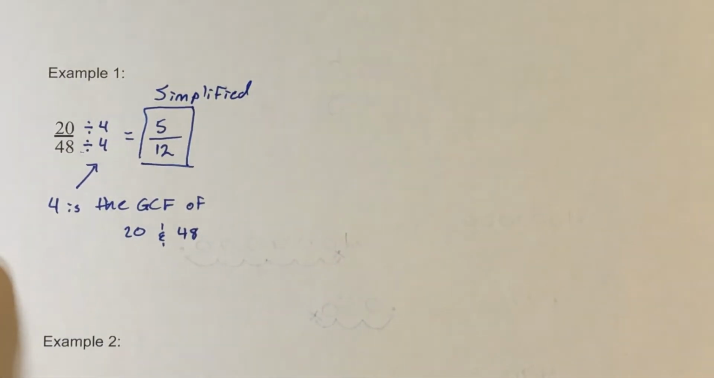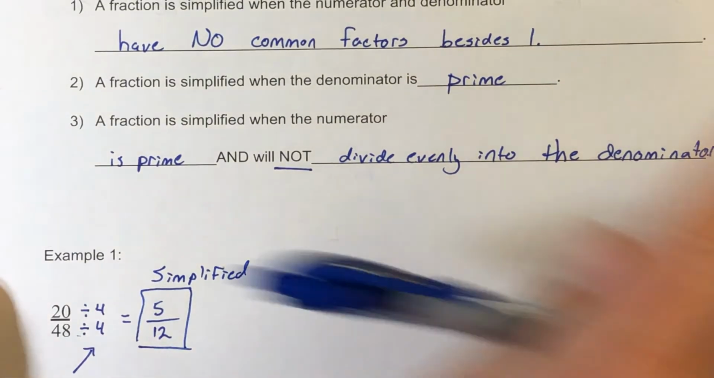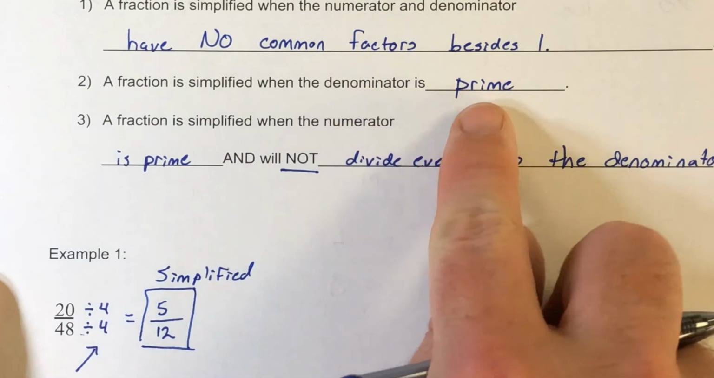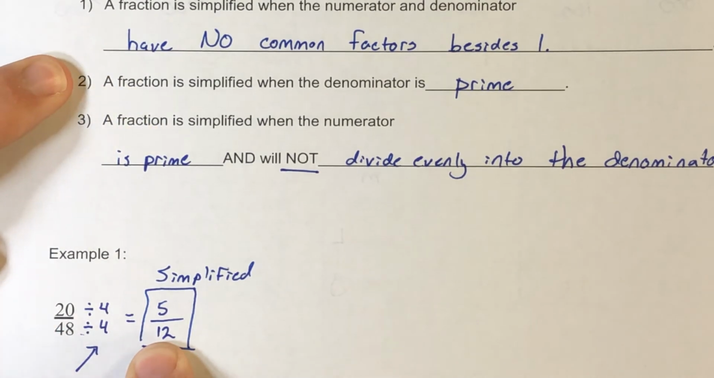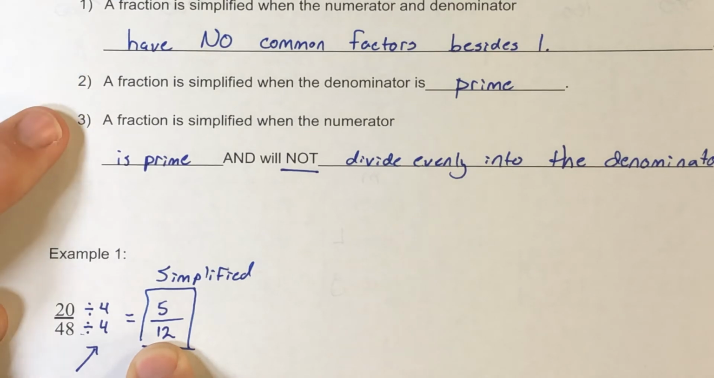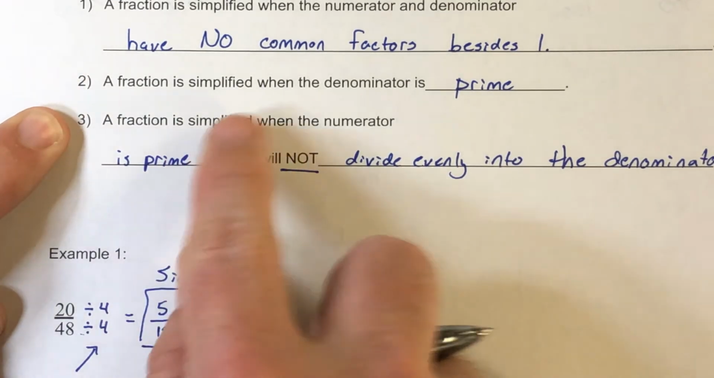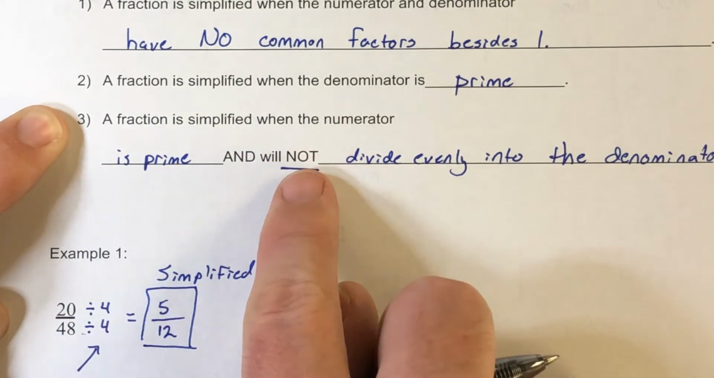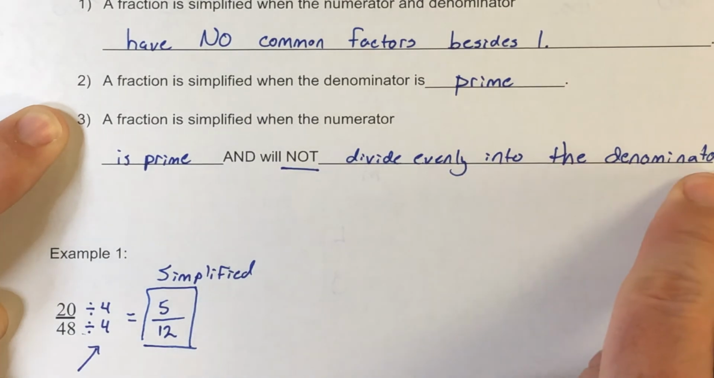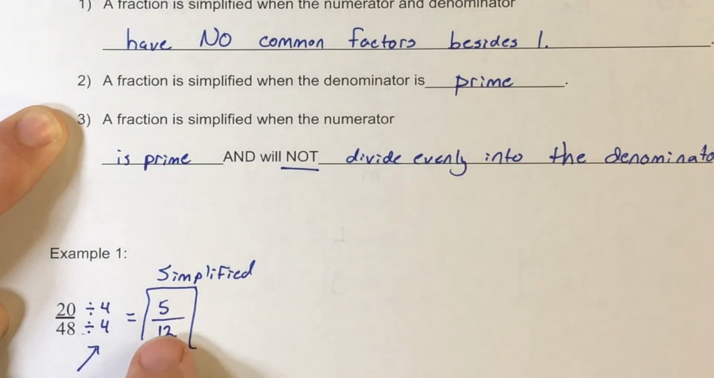Do any of the other rules apply by chance? Let's see. A fraction is simplified when the denominator is prime. Is our denominator 12 prime? No, it's not. It's divisible by other things. So rule 2 is useless for us right now. So let's look at rule 3. A fraction is simplified when the numerator is prime. Oh, 5 is prime. It's only divisible by 1 and 5. And it will not divide evenly into the denominator. So will 5 divide evenly into 12? Absolutely not.